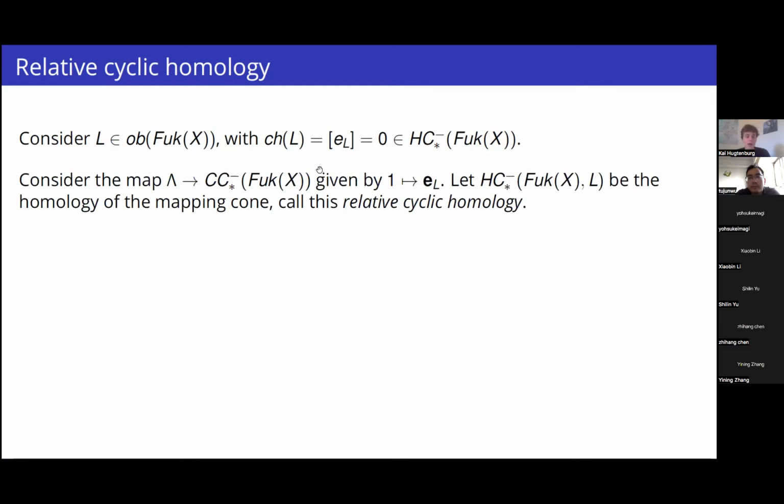Then you can consider the map from the base ring to negative cyclic chains, which is chains on the Fukaya category joined with the formal parameter U. The map you consider just maps one in the ground ring to the unit. Then I define the relative negative cyclic homology to be the mapping cone, and you take the homology of that. So you get the relative cyclic homology.